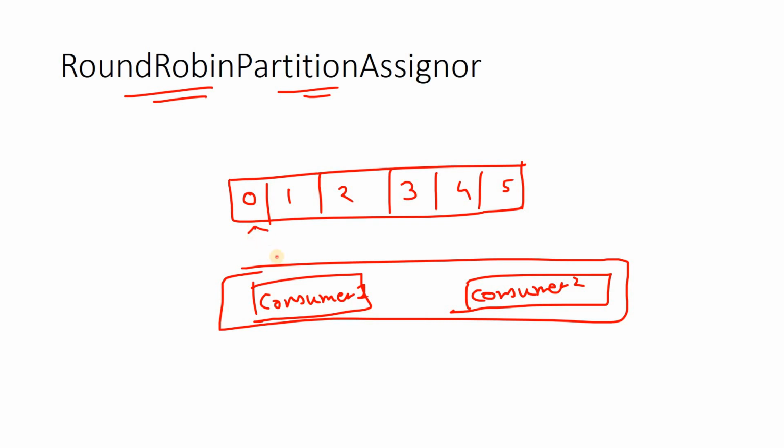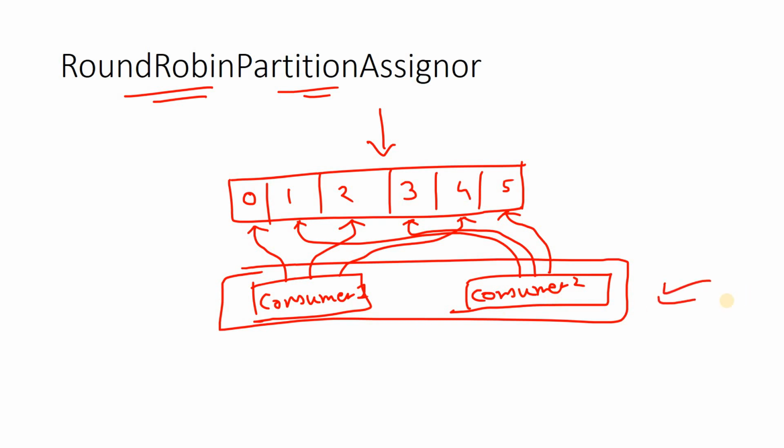So partition 0 will be consumed by consumer 1. Then partition 1 will be consumed by consumer 2. Partition 2 will be consumed by consumer 1. Partition 3 will be consumed by consumer 2. Partition 4 will be consumed by consumer 1. Partition 5 will be consumed by consumer 2. So just like a round robin pattern, following that algorithm, the partitions will be distributed across multiple consumers within a particular consumer group.